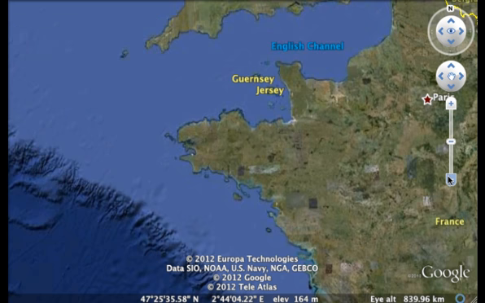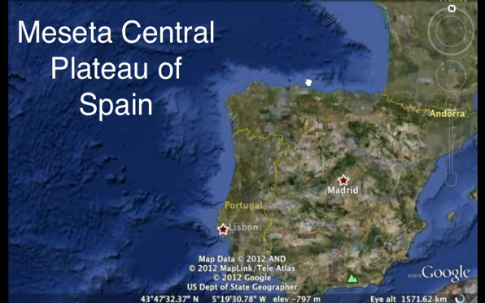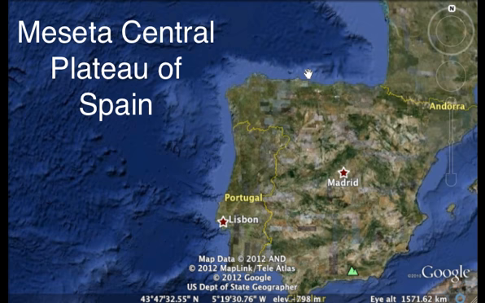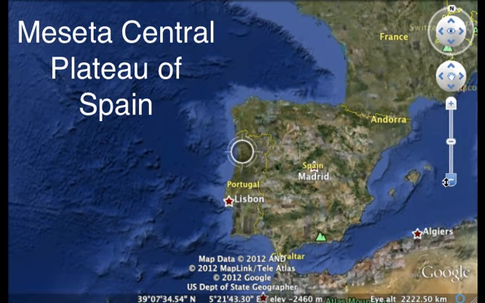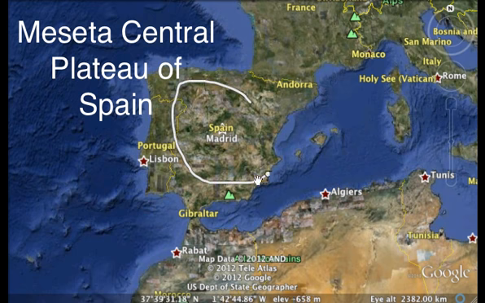Okay, the Meseta Central Plateau of Spain is another one we want to look at. So hopefully you start to get familiar with your map and where things are. But if we find Spain, okay, we can highlight the center region, which is going to be Meseta. That's another upland region. I'm going to go through these kind of fast.